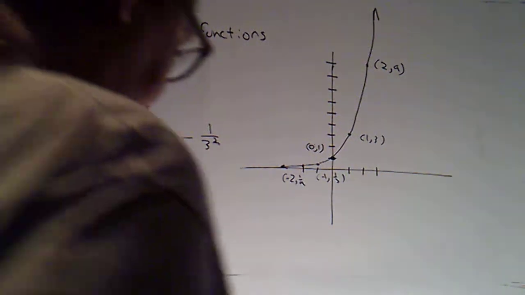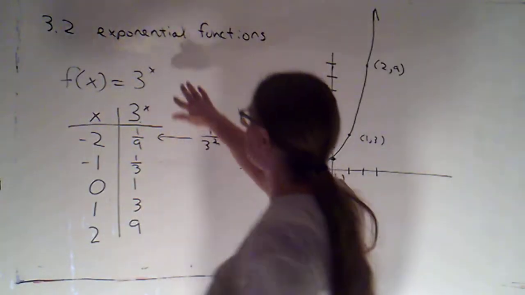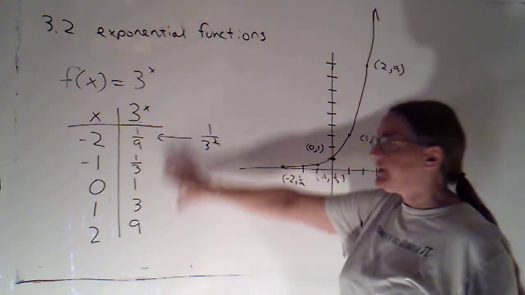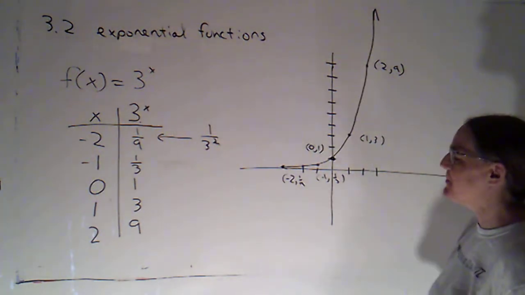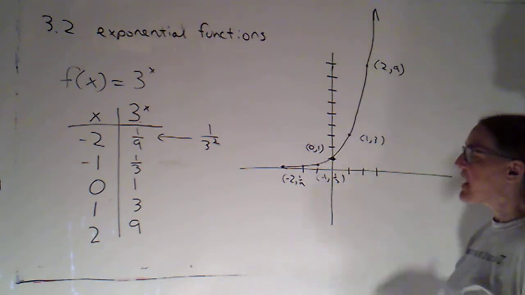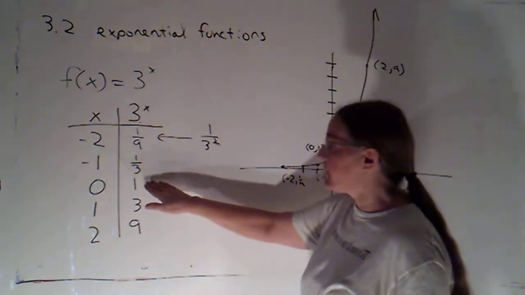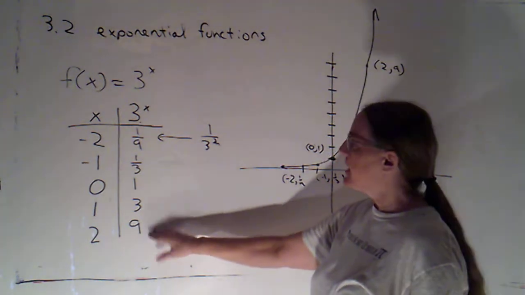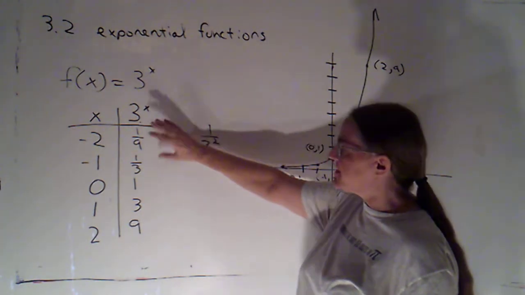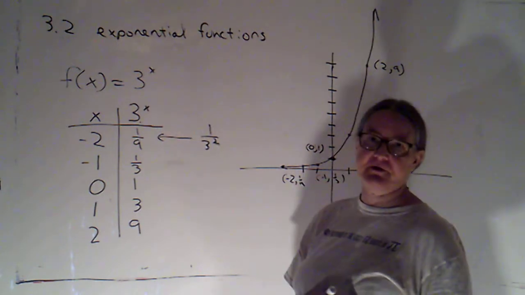At the end of the last video, I asked you to sketch f of x equals 3 to the x by completing this table of values, thinking about the patterns that are started by those points, and connecting the dots. So remember, anything to the 0 is 1. 3 to the first is 3. 3 squared is 9. The negative powers just give me the reciprocals of those results.